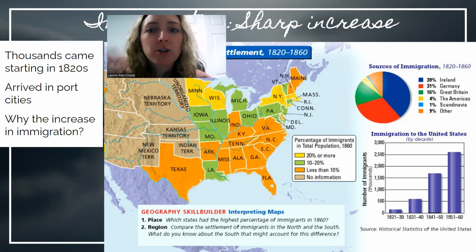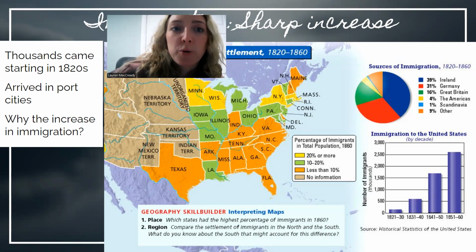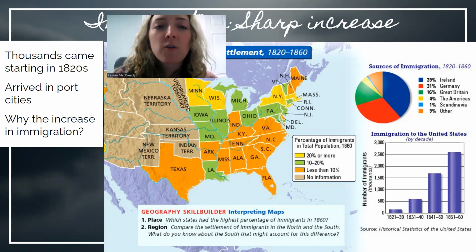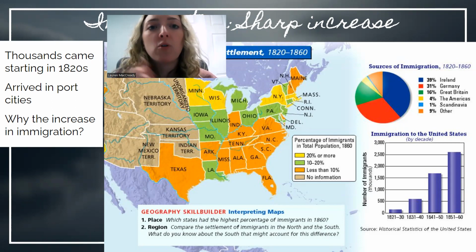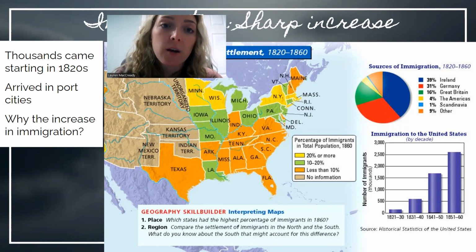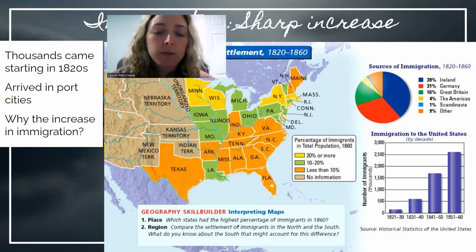There are push and pull factors. We're not going to talk so much about the push factors, why they left their home. We're going to focus more on why did they come to America? What were the pull factors here? And then what is their experience when they arrive here? And how do they change the fabric of society?